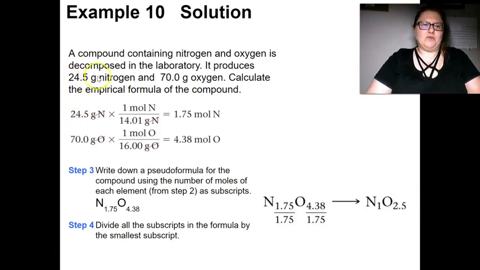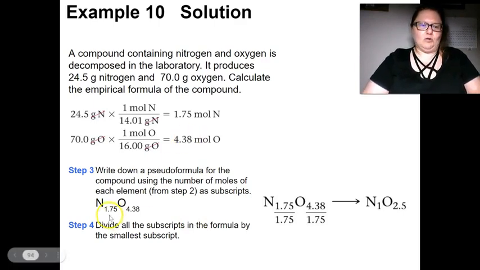The 24.5 grams of nitrogen that was given, we're going to use the molar mass to convert it into moles. So 24.5 grams of nitrogen is equal to 1.75 moles. The 70 grams of oxygen that we got, we're going to use the molar mass here and convert it to moles, and we get 4.38. Now here's what we mean by the pseudo formula. We're going to take those moles and make them the subscripts.